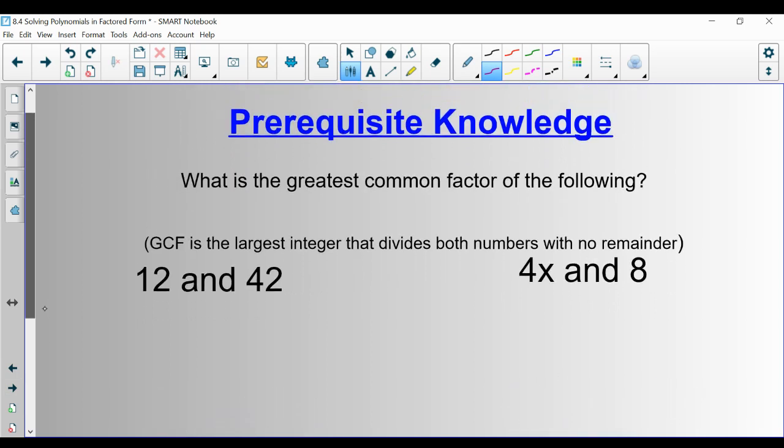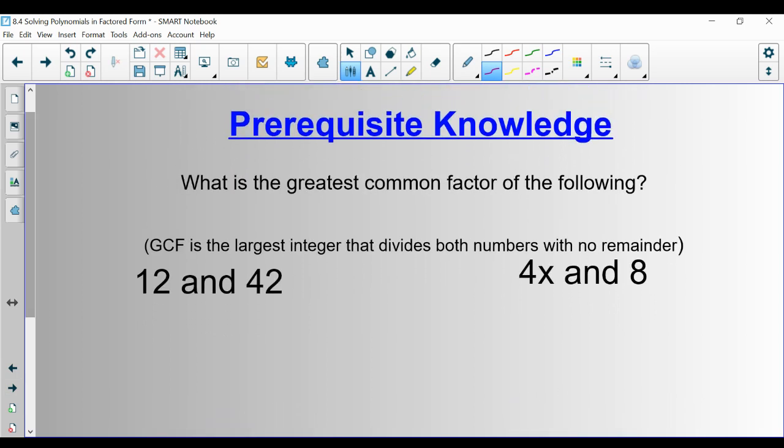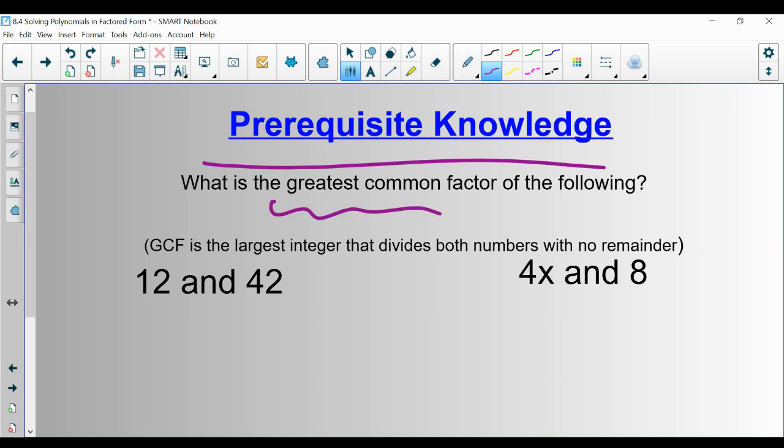There's another section to this lesson, and that deals with the greatest common factor. And so I want to review. This is prerequisite knowledge. This should be stuff that you already know. What does it mean to be a greatest common factor?